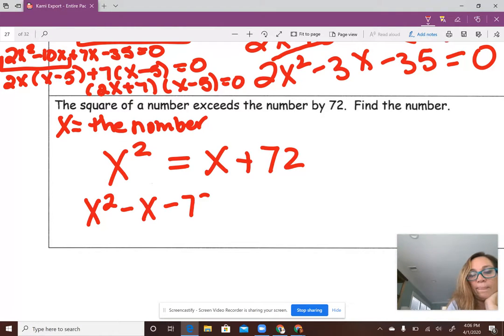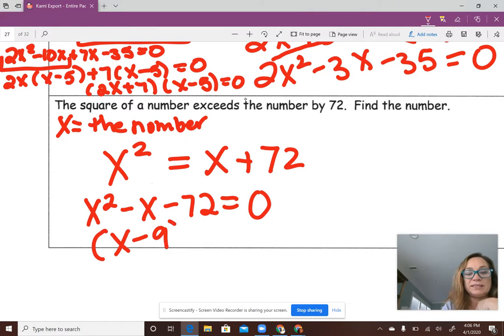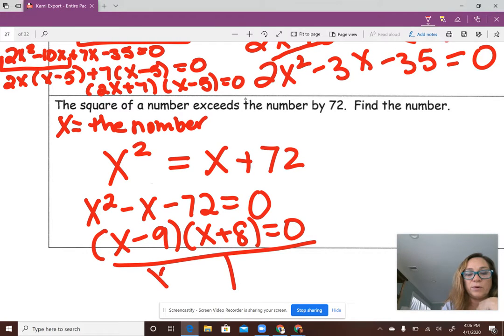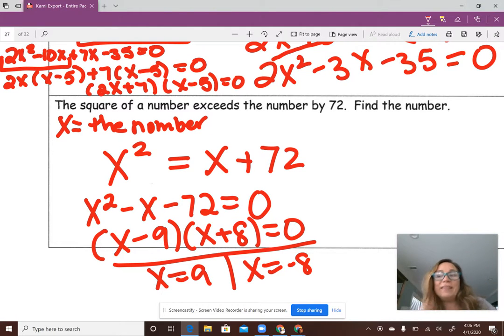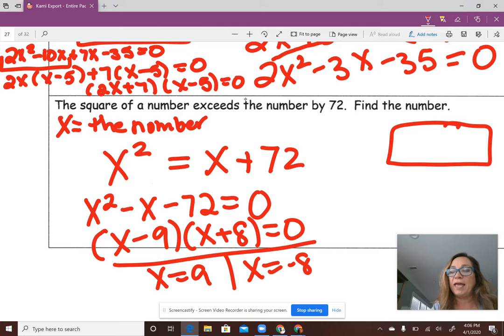I don't know why I always keep calling polynomials guys. All right. Ooh, x minus 9 and x plus 8 equals 0. So x equals 9 and x equals negative 8. Let me just see. It just says find the number. So both of those are good answers. If it said find the smallest number or find the odd number or something like that, then you might have to reject. All right, so that is pages 26 and 27.